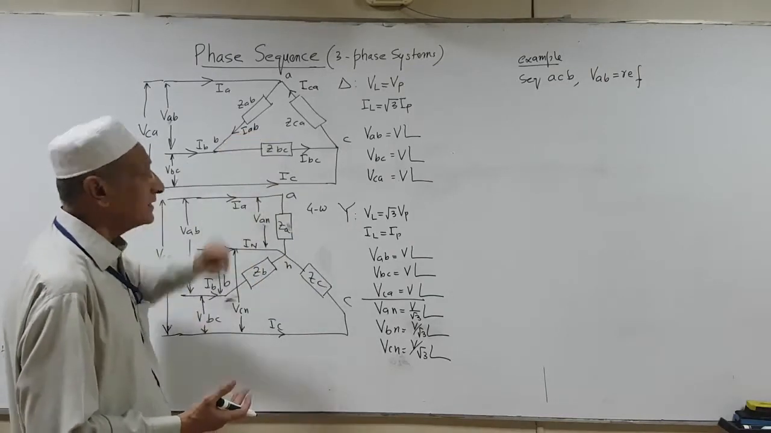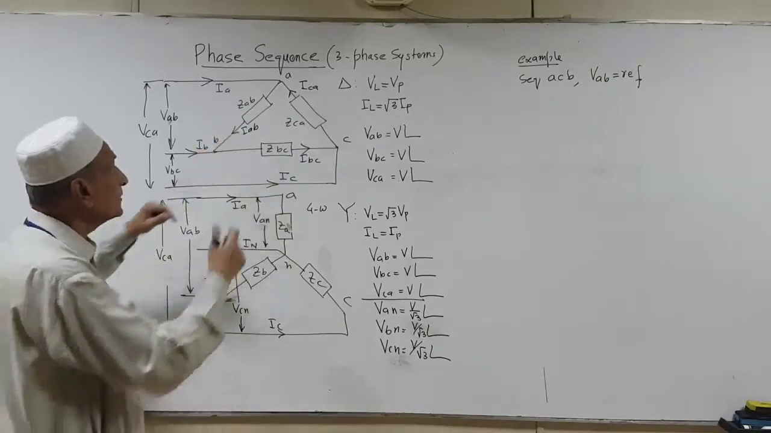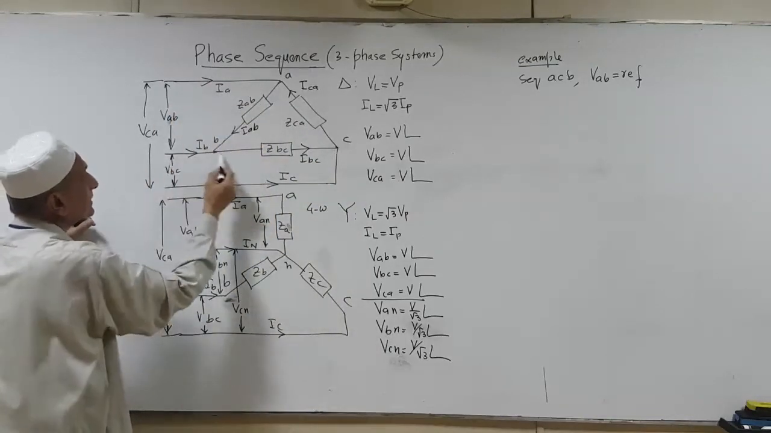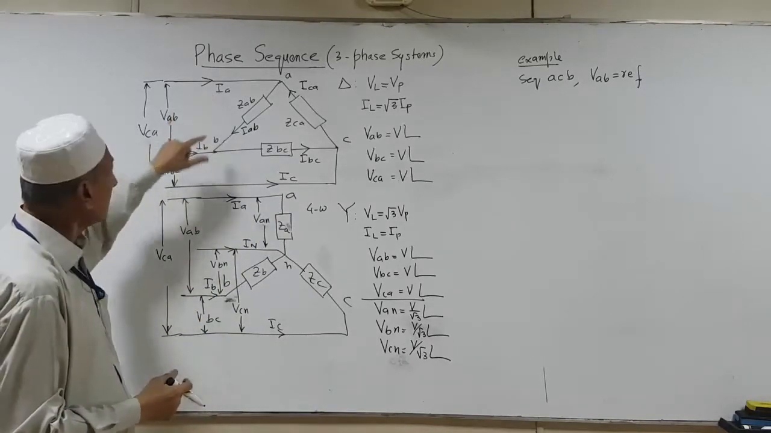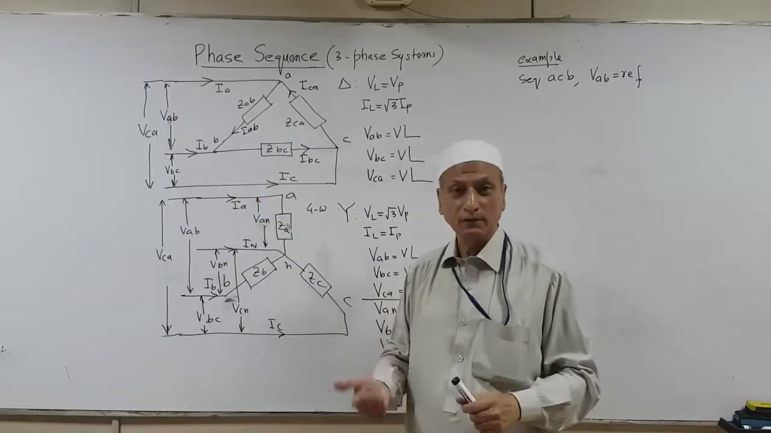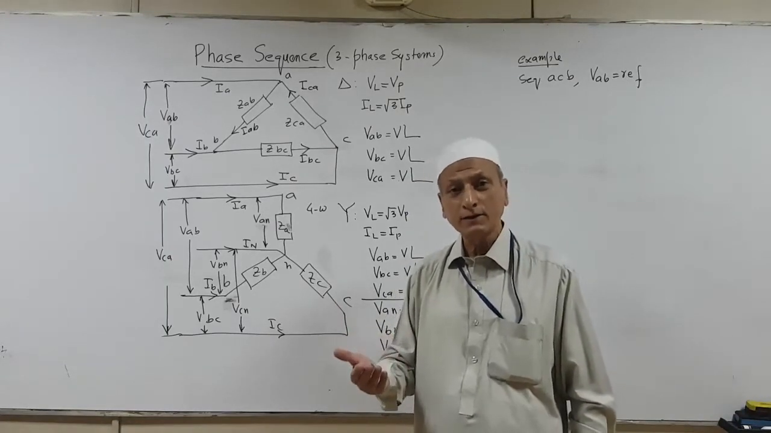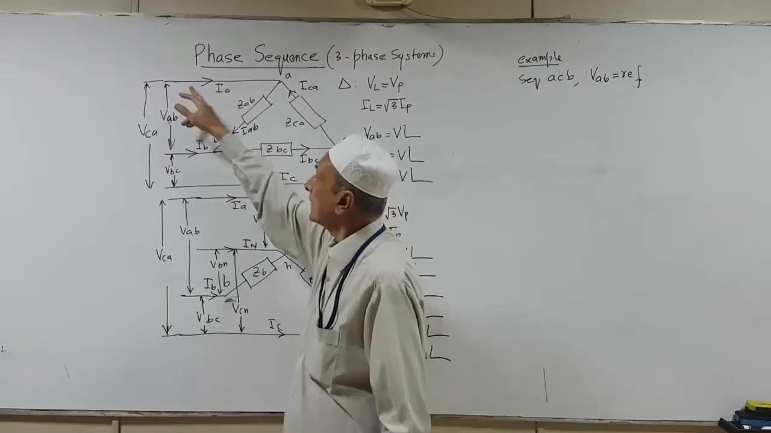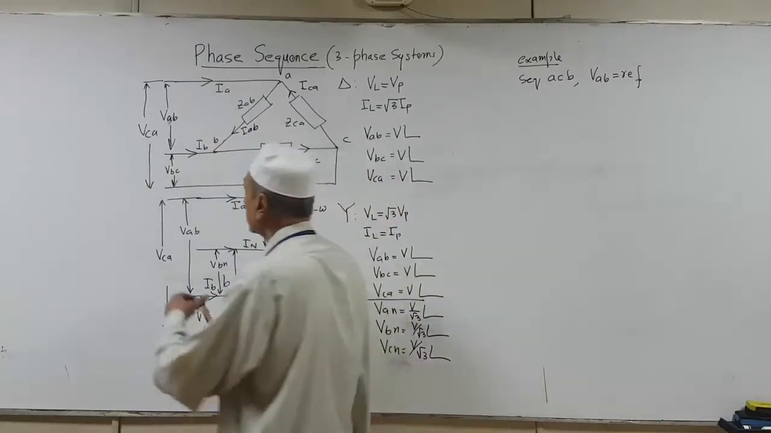When we consider a delta configuration, the load impedances are connected in this form across three terminals A, B and C. These are the lines which connect the source to this load. The line currents are IA, IB and IC. We have two sets of voltages in a three-phase system. One set comprises what are called line voltages, measured between any two line terminals AB, BC or CA.